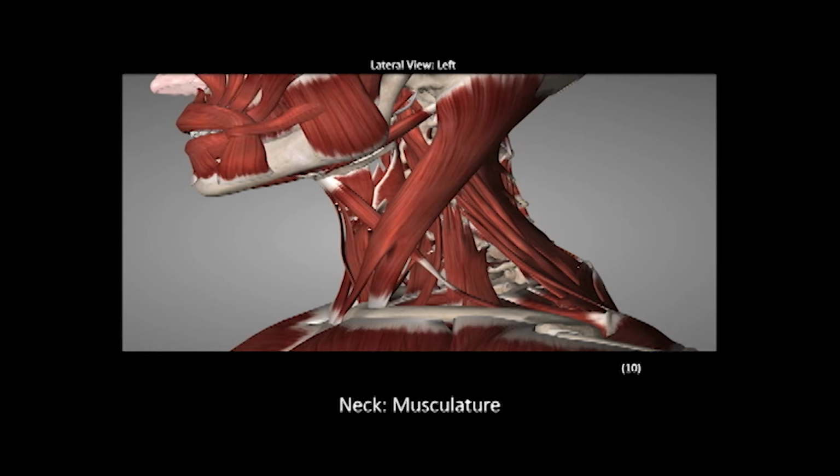Here's a lateral view, and you can see the mastoid process attachment of the sternocleidomastoid. But our next group of muscles will be the scalene muscles. You have your anterior scalene, your middle scalene, and your posterior scalene.